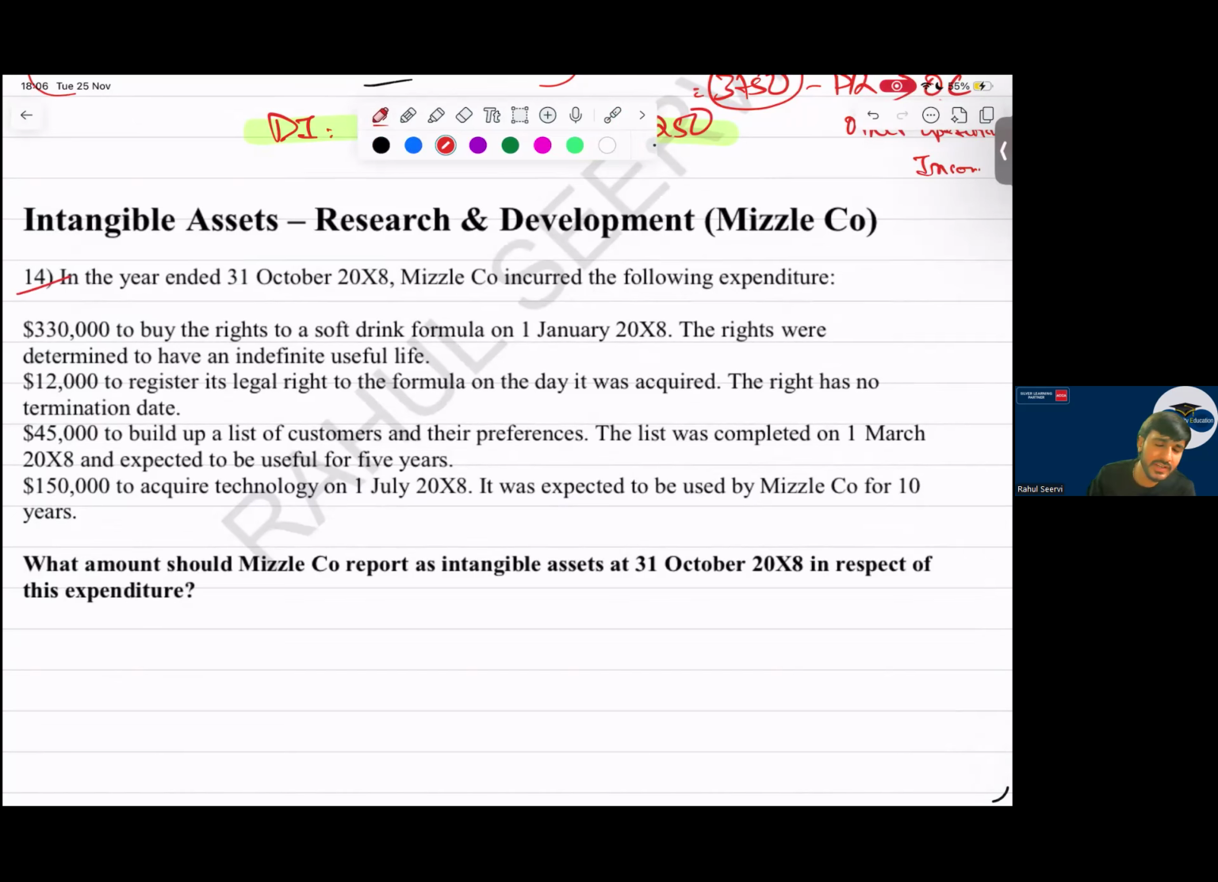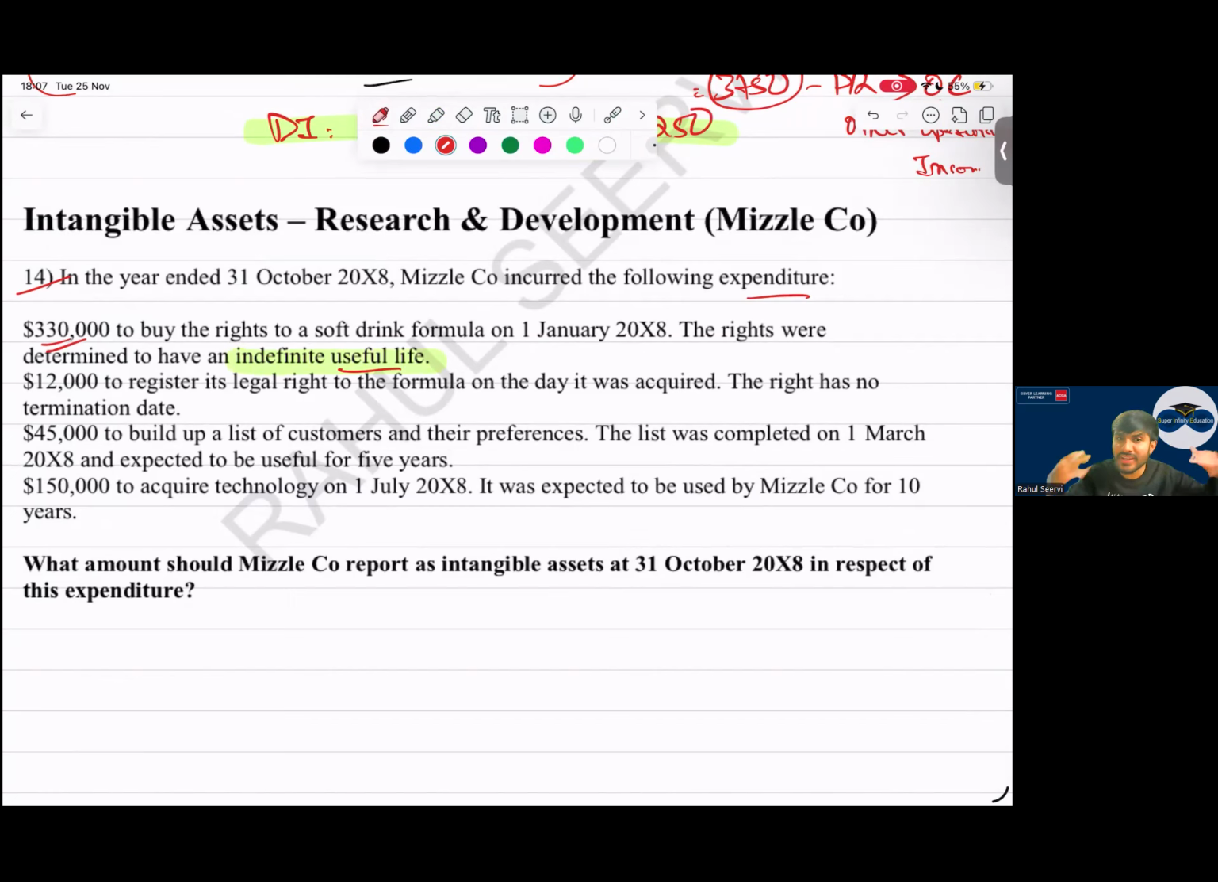Research and development, intangible asset question. Let us read. In the year ended 31st October 20X8, M incurred the following expenditure. $330,000 to buy a soft drink formula on 1st January 20X8. The rights were determined to have an indefinite useful life. So today I purchased a soft drink formula like Coca-Cola. From Coca-Cola, I purchased the formula, how they make it. So it's an intangible asset, sir.